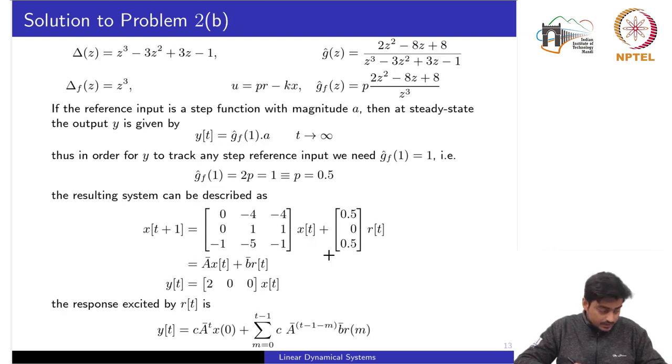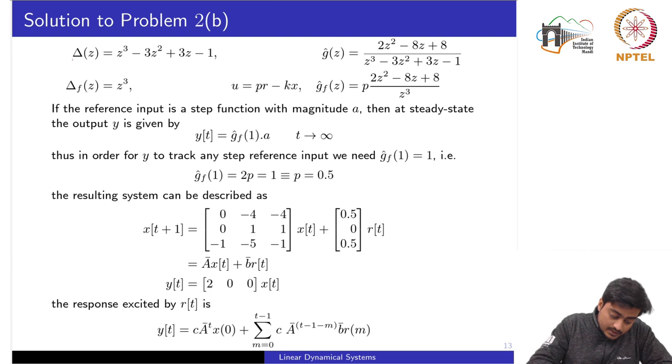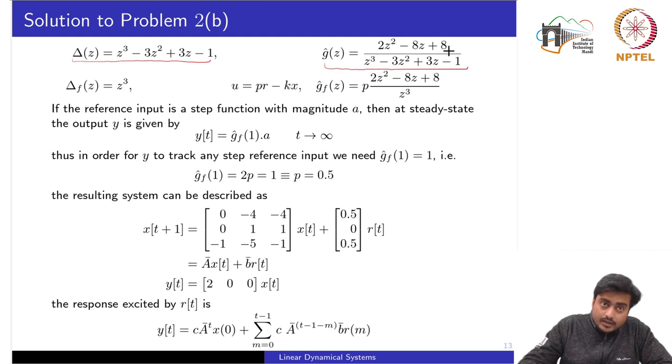Now in the second part, we want to track any step reference input. So this characteristic polynomial is of the plant, and this is the transfer function of the open loop system, right? As the property of the feedback controller design, we know that the numerator polynomial would not be affected, only the denominator polynomial would be affected because all the eigenvalues were shifted from 1 to 0. Okay, and this is the characteristic polynomial of the feedback loop.